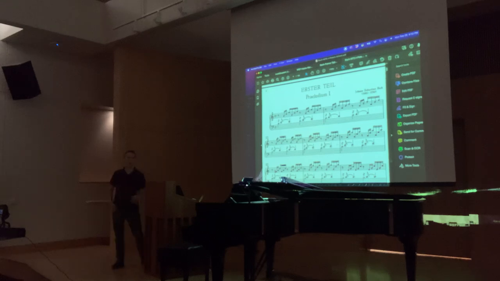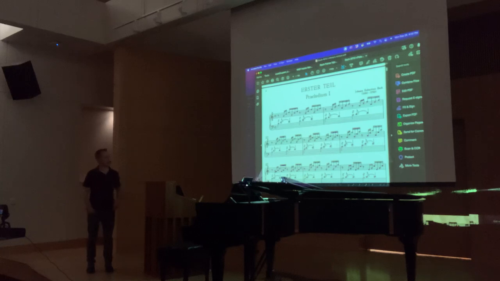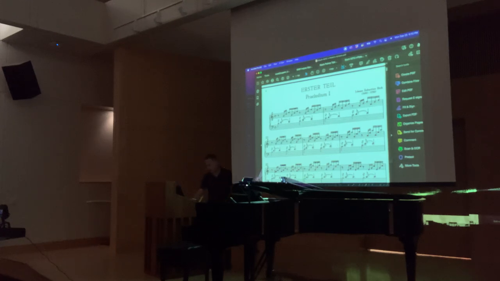It's a little bit like Louis Couperin's Unmeasured Preludes, except everything is written out rhythmically, but there's absolutely no variety in the texture whatsoever. Right? So we get that a lot in Bach preludes.